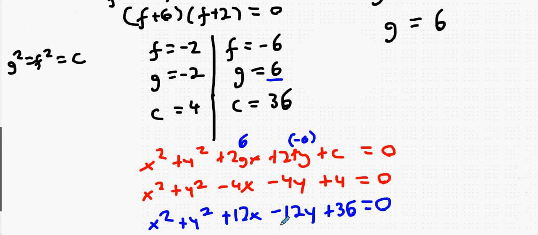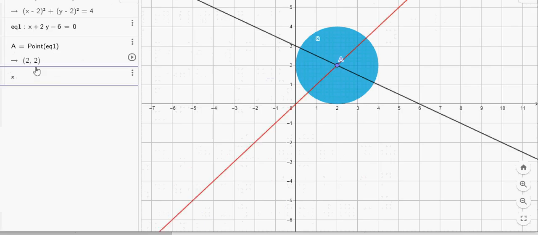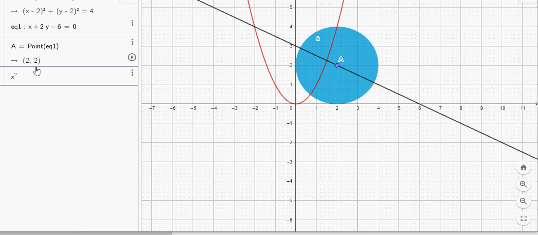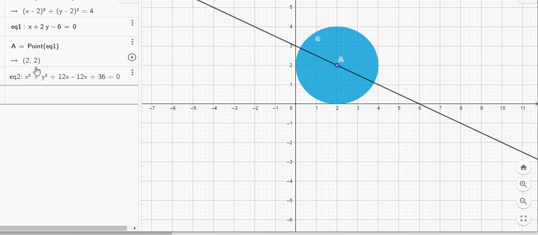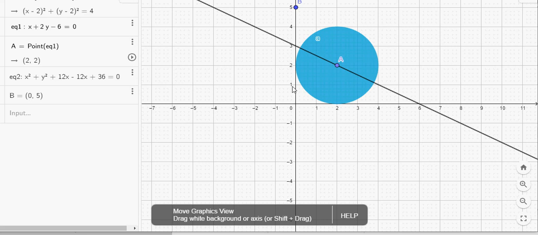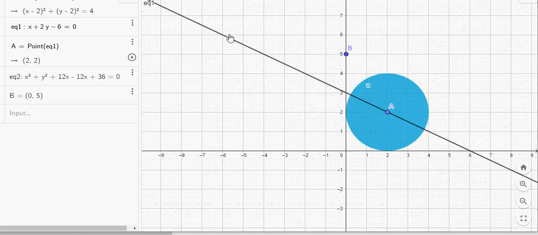And then the next one is plus 12 minus 12 plus 36. So x squared plus y squared plus 12x minus 12y plus 36 equals 0. And lo and behold, whoop, undo that last part. Now, where is it? Currently, I don't see that circle I drew a second ago. It doesn't quite exist for me at the moment. So where exactly is it?